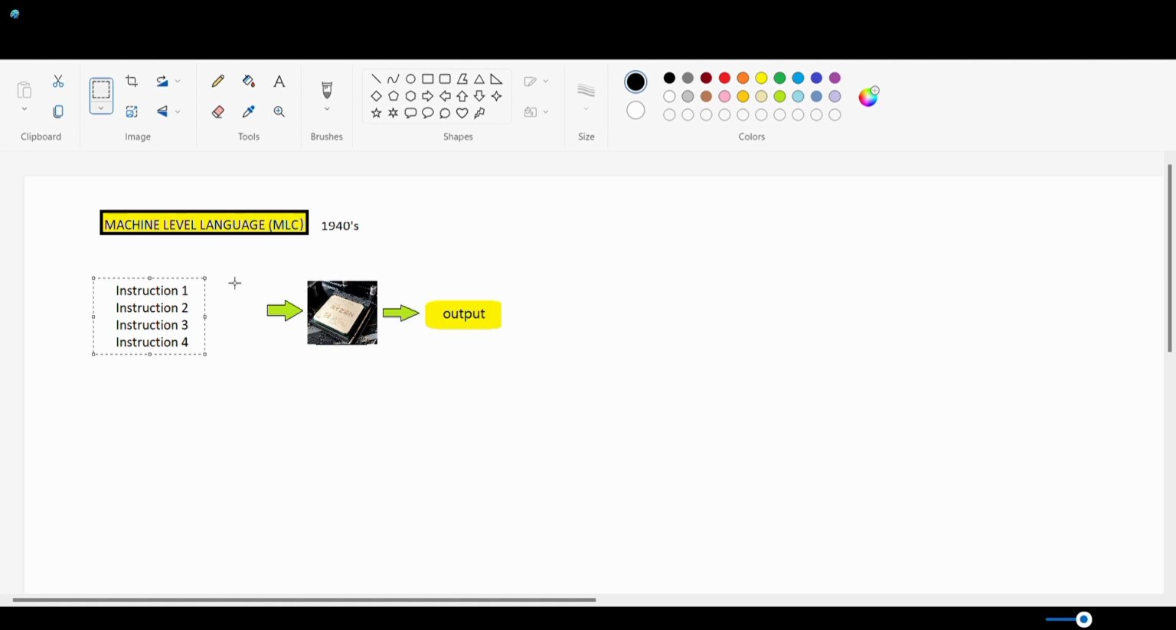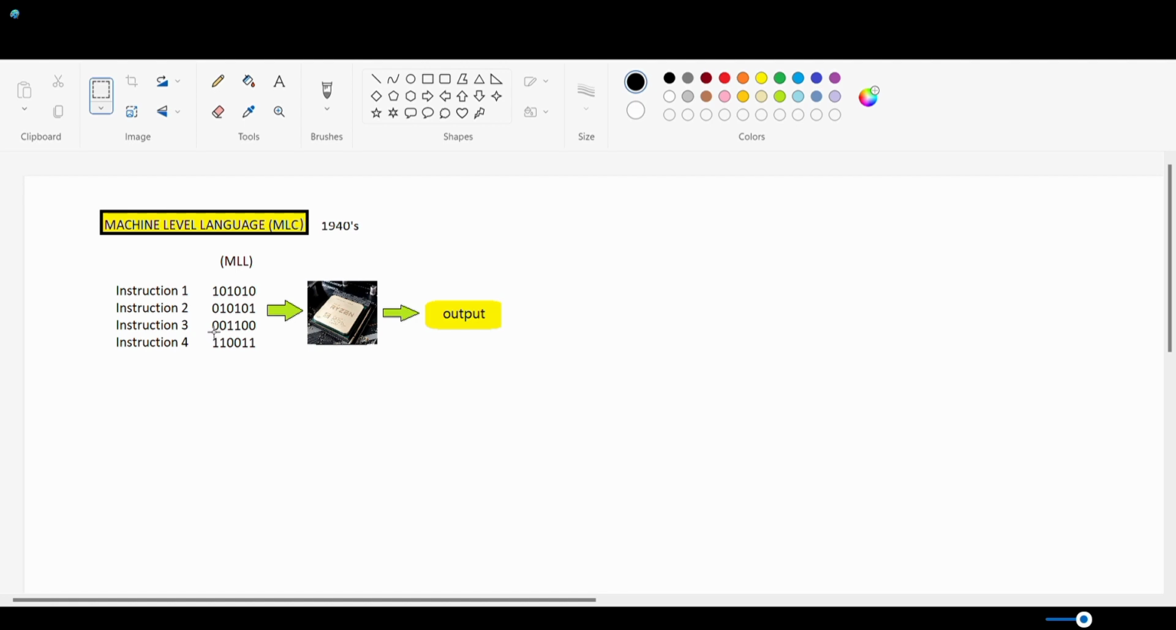So for that, in 1940s, they used a language which was machine level language, because microprocessor understands the language which is machine level language. So programming for the first computers was not a simple task for programmers, because they had to remember the combination of zeros and ones.